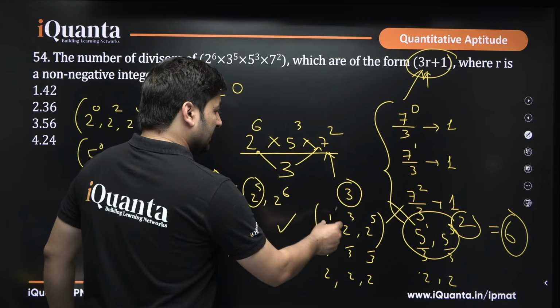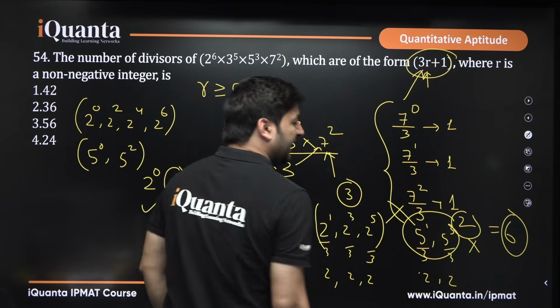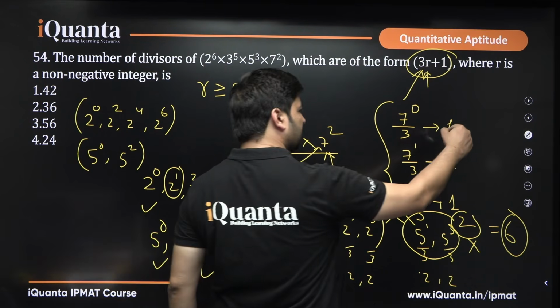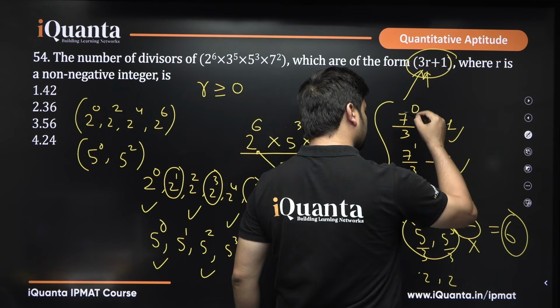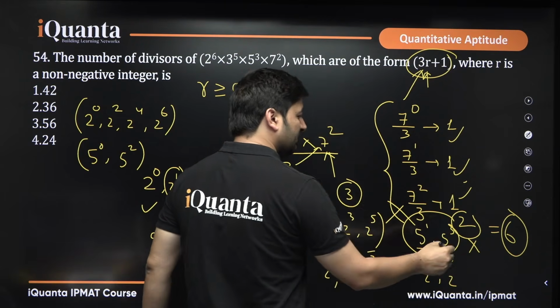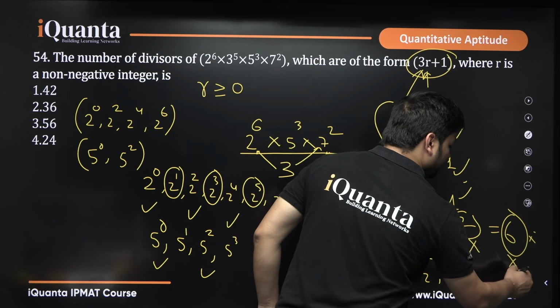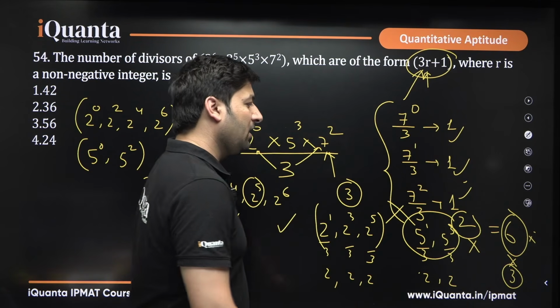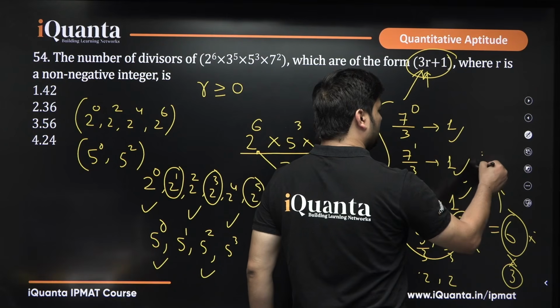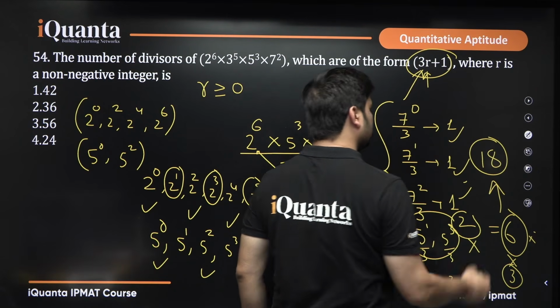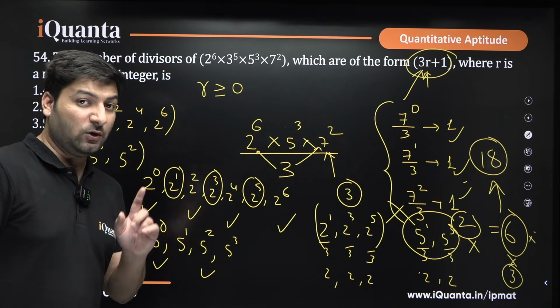These clubbed with any power of 7, how many powers of 7 can we take? Any power of 7, 0, 1, 2, 3 powers available. So, we will further multiply this by 3, yes or no? How many combinations do you get in total? You get 18 combinations in total, yes or no? I hope this is clear.